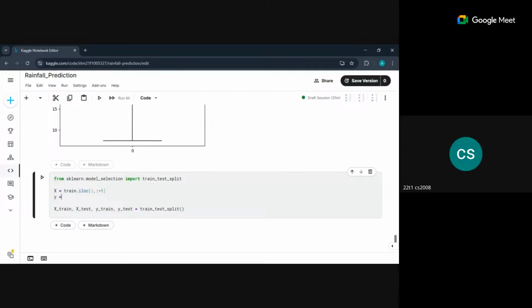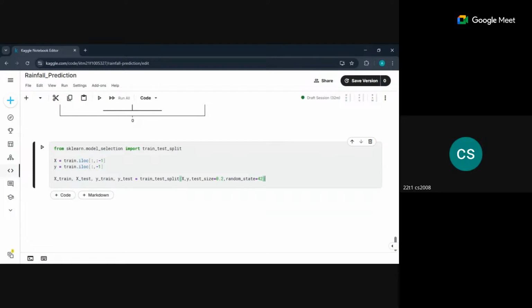So, is this okay? Yes, sir. I was wrong. Okay, so what should I write here? X comma y, and test size. What does random state do? Try to keep the same. Right, so if I keep repeating my experiments, I should end up getting the same result. This is for reproducibility of an experiment.